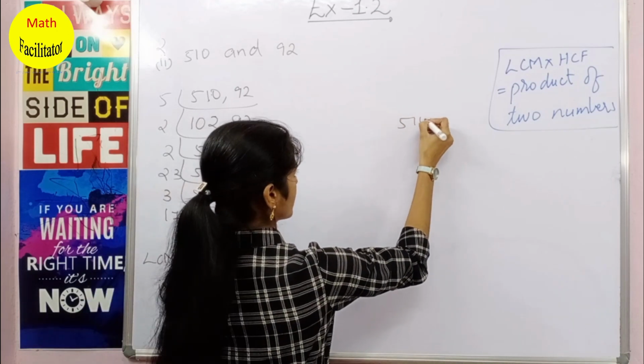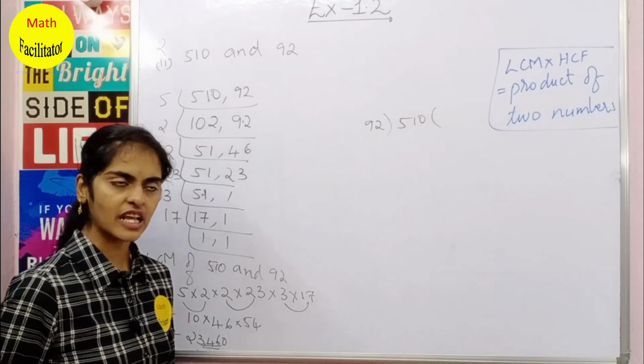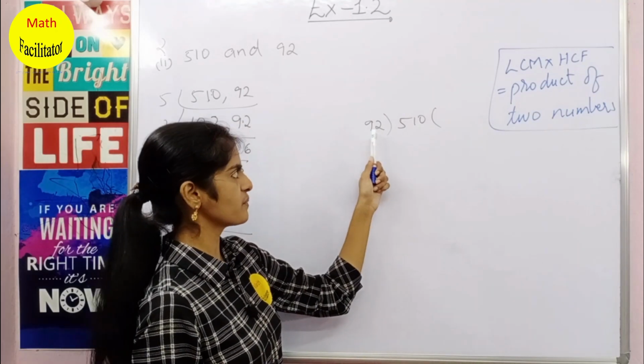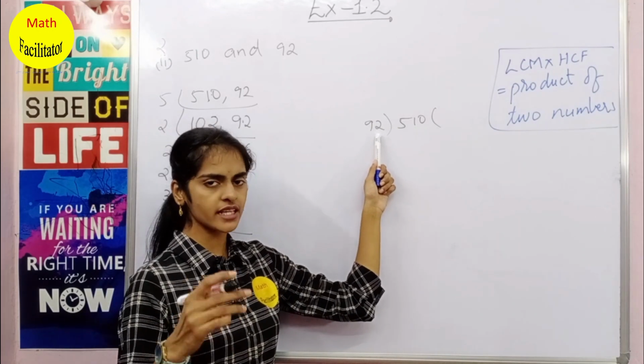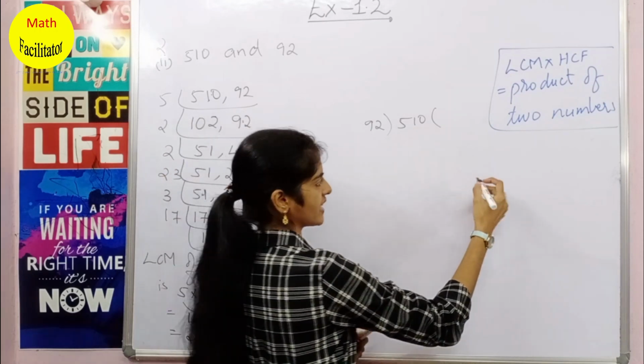So 510 is a bigger number, so I'll write it here, and 92 is smaller, so you'll write it here. Okay, now see, you have 0 in the units digit, right? So which means here you have 92. Okay, so you know that 2 5s are 10, that means somewhere you'll get 0. Okay, so let us try in that way.